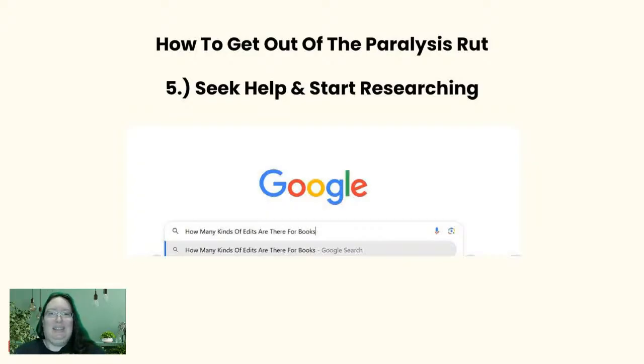Finally, seek help and start researching for the things that you know you don't know. How many levels of editing are there? Well, I told you guys earlier, there's 5. What are they? What are you supposed to do in each one? If you don't know these kinds of things, it's going to make it really difficult to then try to tackle a self-edit because you have no idea what you're going to be doing, right?